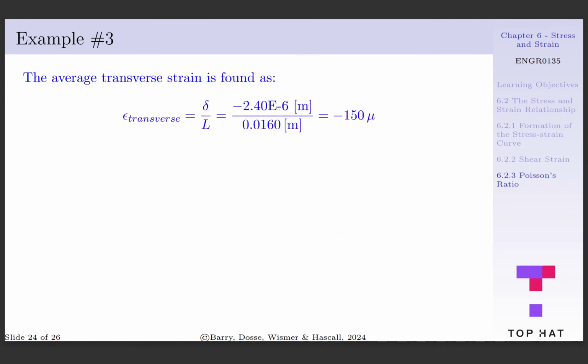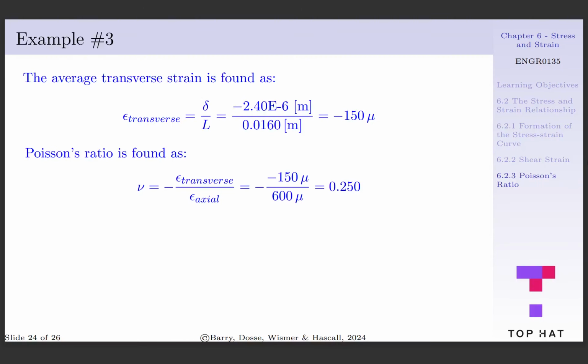The average transverse strain is found as the deformation in the transverse direction per the characteristic length in the transverse direction. In this case, delta is equal to minus 2.4 micrometers. This quantity is negative because the diameter has decreased. Note that L is not the length of the bar in this case, it's the diameter, so we'll use the value 0.016 meters. This gives us the transverse strain equal to negative 150 mu.